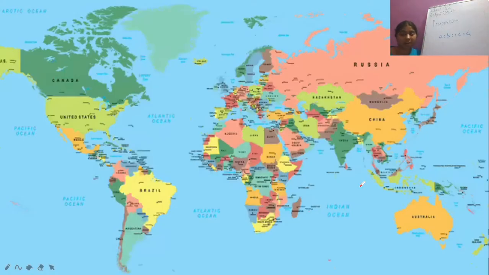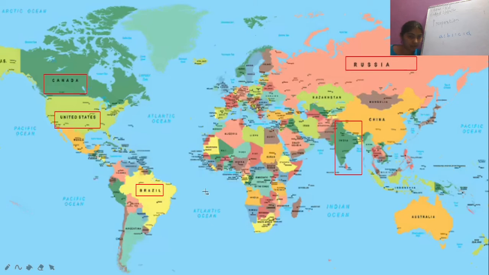So you can see in front of your screen we have a world map, right? Do you find our country India? Yes, here you can see, here is our country. And you can see different countries: Russia, Canada, United States, Brazil, China, and Australia. These are a few countries you can see in front of you. Now students, let's come forward.